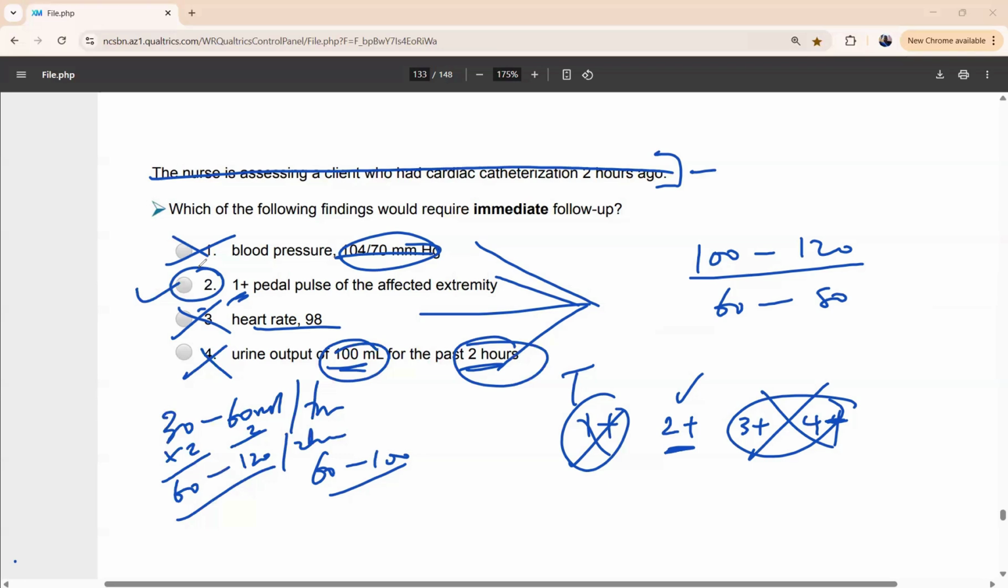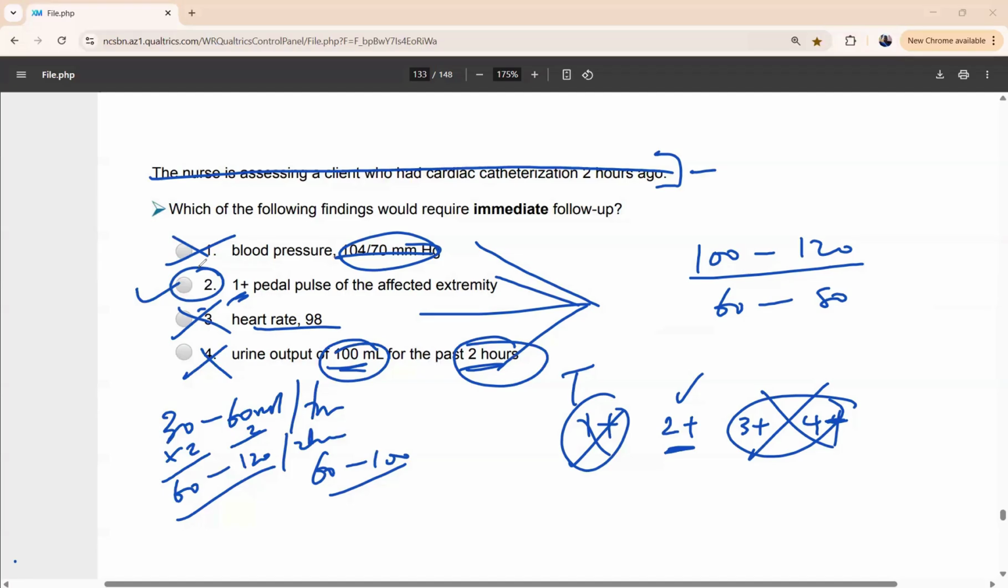Now the NCLEX is just trying to test you, because the biggest safety concern related to cardiac catheterization is checking for the pedal pulse. That is the biggest safety concern. If there's absence of pulse, you need to call the doctor immediately. Remember, you did not carry out the procedure, so you cannot do anything about the procedure. It is the doctor that carried out the procedure, so it's the doctor that needs to do something.